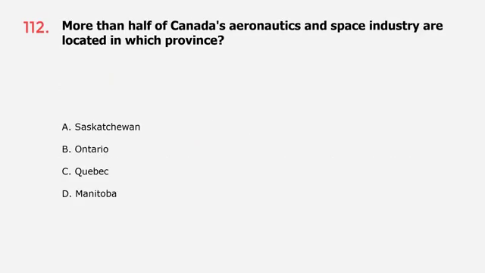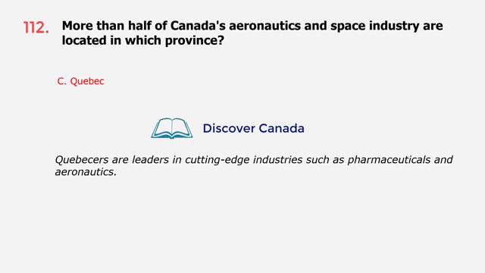Question 112. More than half of Canada's aeronautics and space industry are located in which province? A. Saskatchewan. B. Ontario. C. Quebec. D. Manitoba. The answer is C. Quebec.